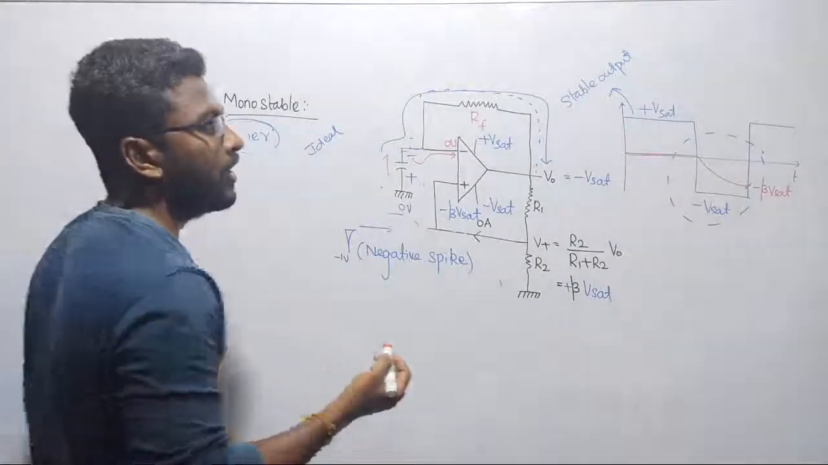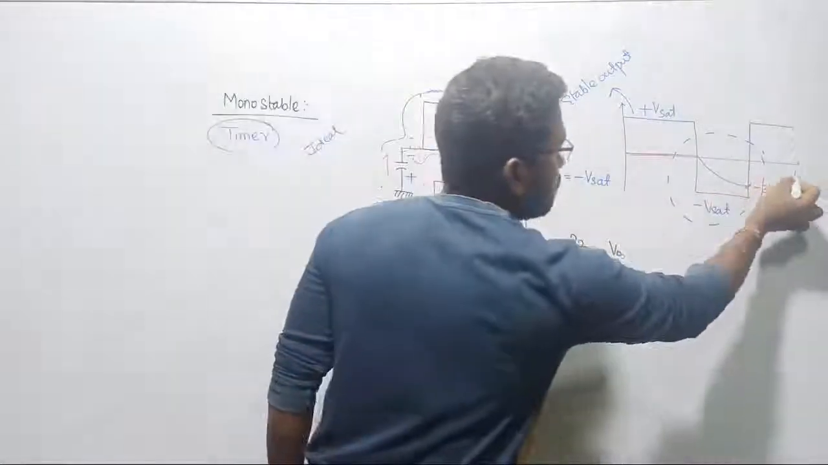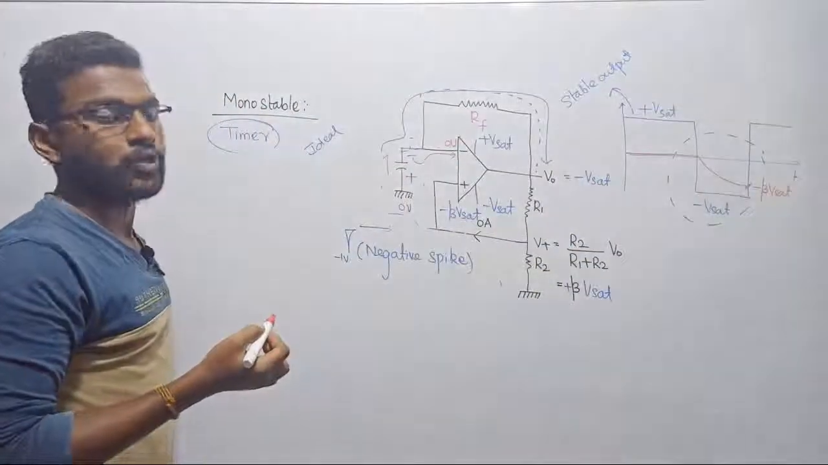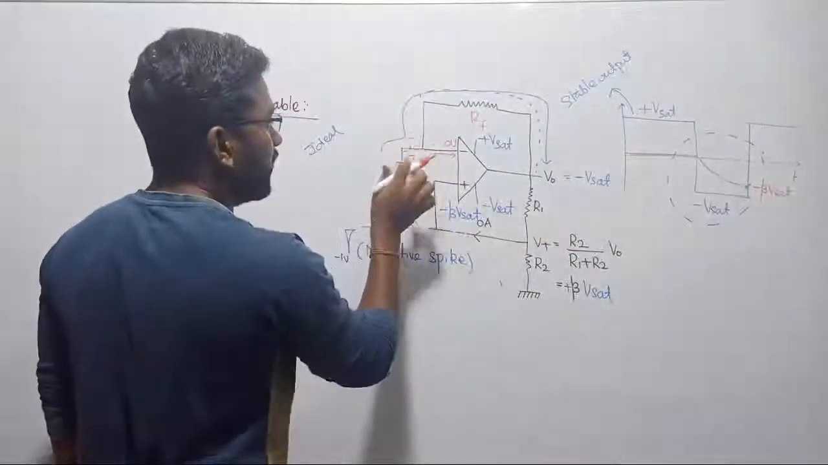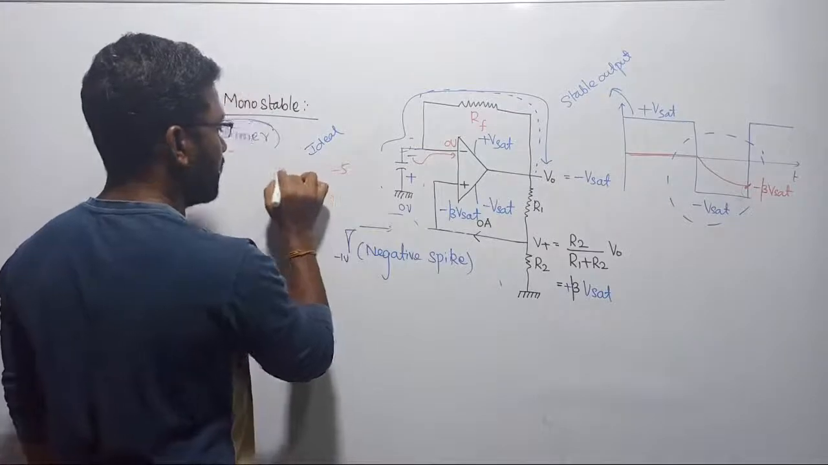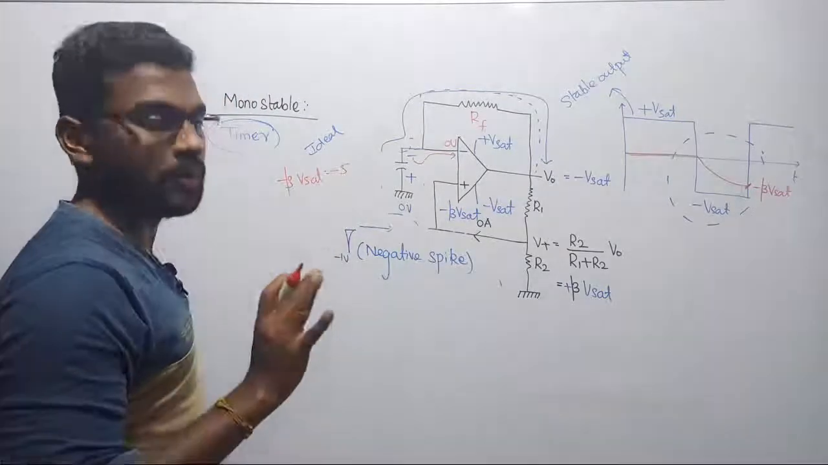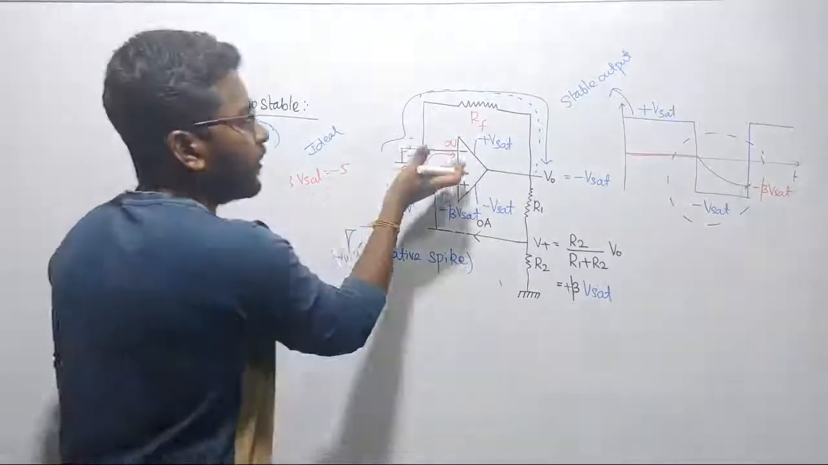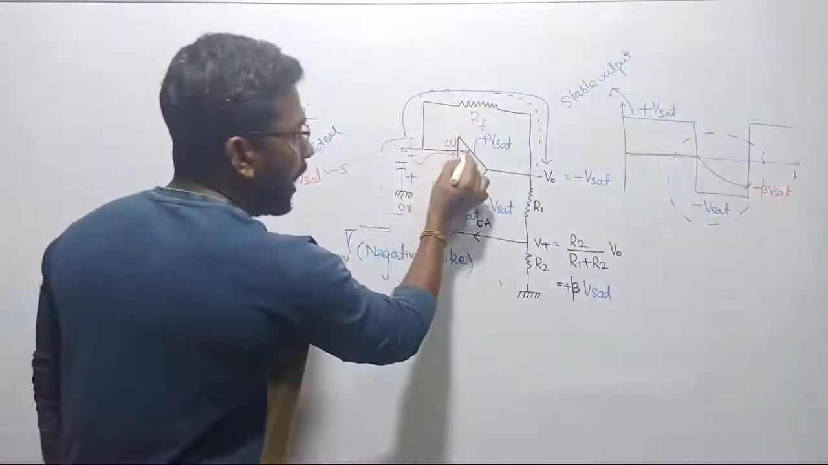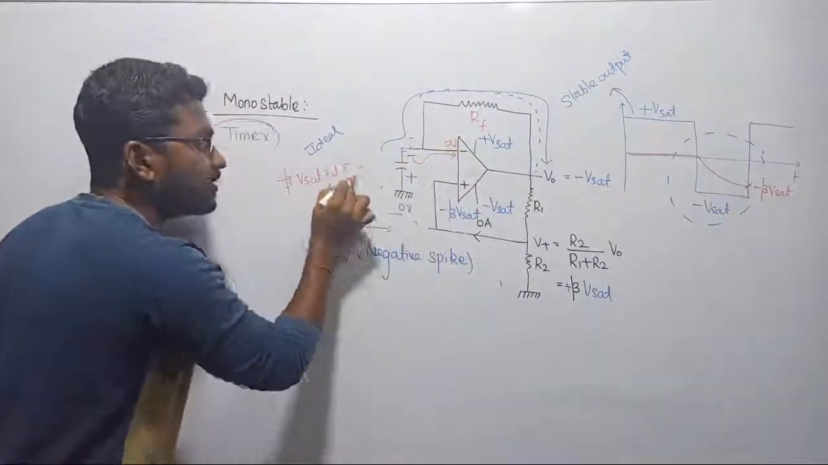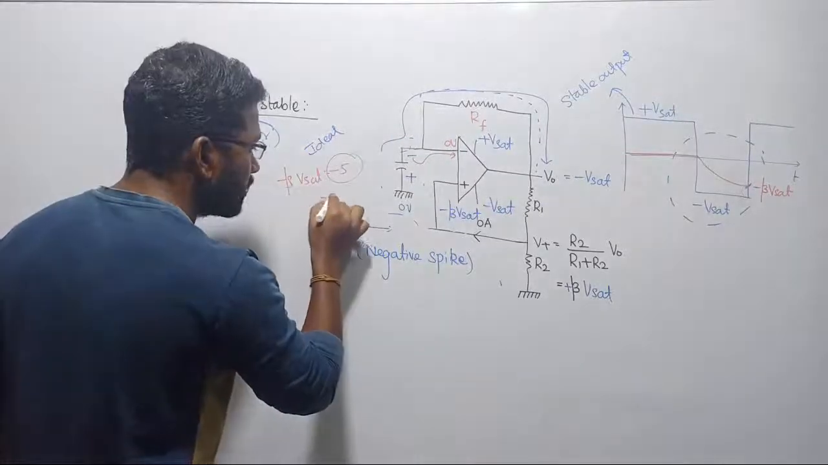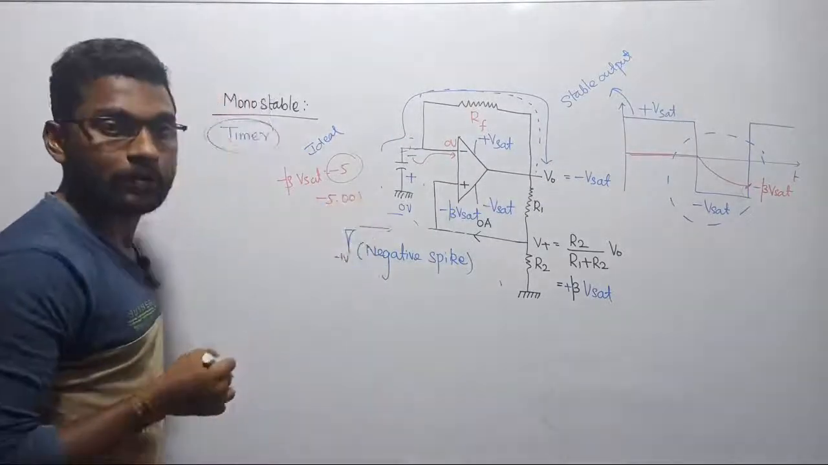Now what will happen exactly after crossing this minus beta times Vsat? For example, say minus beta Vsat is equal to minus 5 volts, just to take an example. Let us assume like this. Now what will happen when we cross this minus 5 volts at the inverting terminal? For example, I am getting minus 5.001 immediately.